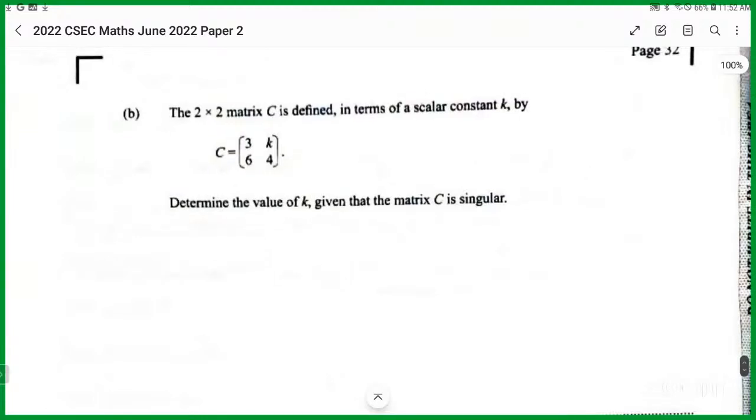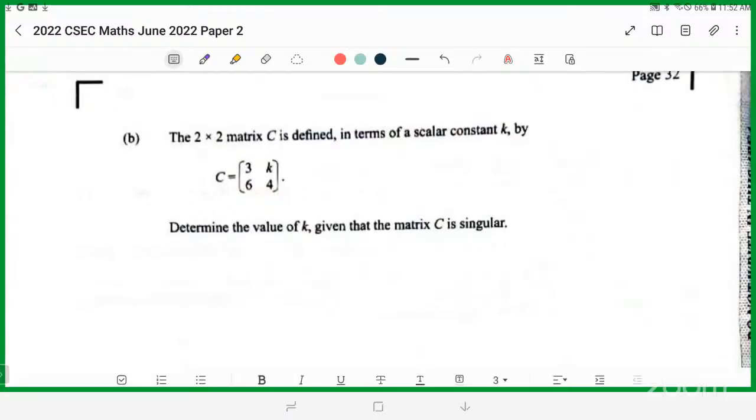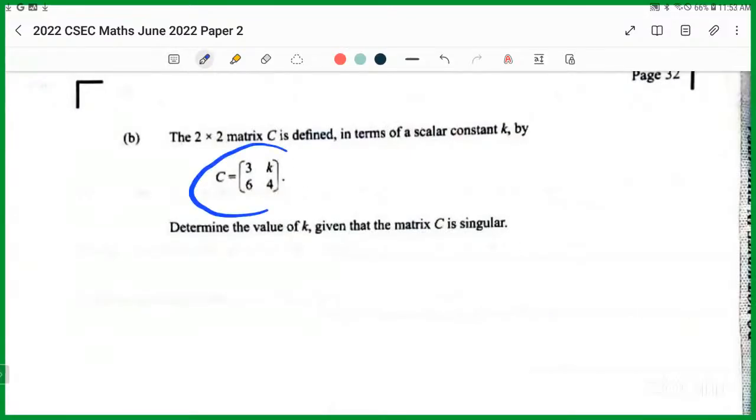It says a 2 by 2 matrix C is defined in terms of a scalar constant K by this. So this is the matrix C. Determine the value of K given that C is singular. Remember, if C is singular, it means that it has no inverse.